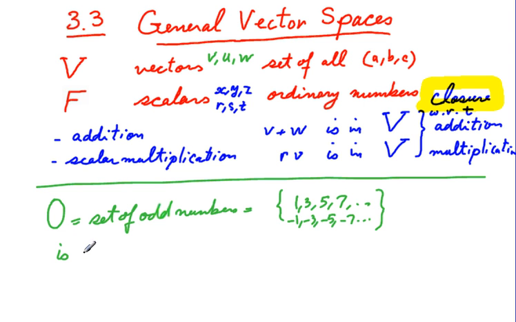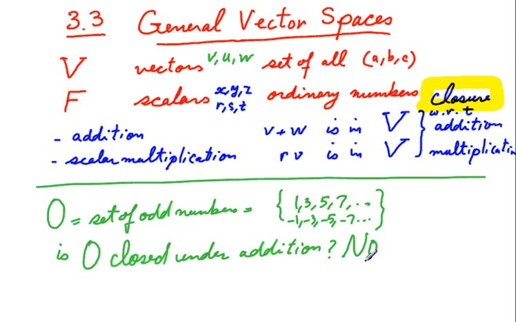So is O closed under addition? What do you think? If you add two odd numbers, the question is, if I pick two of these and add them, would the result still stay inside of the original set I had? Obviously, the answer is no.